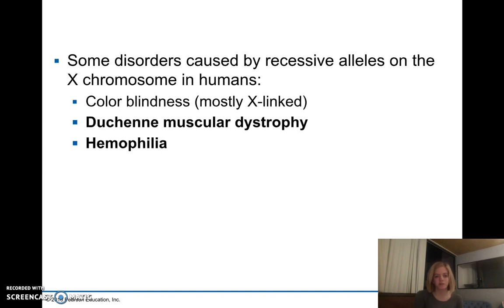So these three disorders are some examples of sex-linked traits, and like the book has mentioned, these are much more common in males.